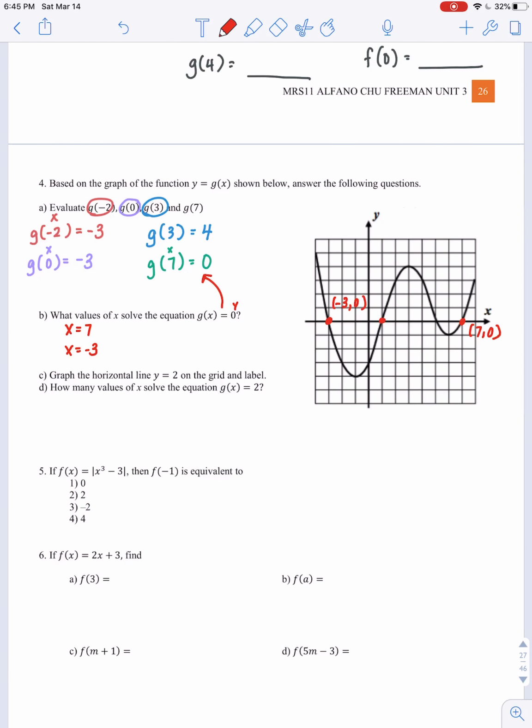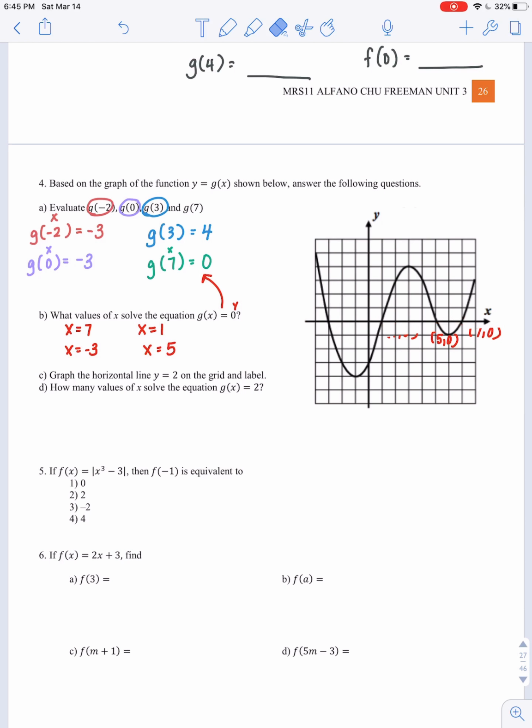I have one right here. This is the point (1, 0). When x is equal to 1, my y value is 0. And last but not least, this one right here. That's 1, 2, 3, 4, 5. (5, 0). So when x is equal to 5, my output is also 0.